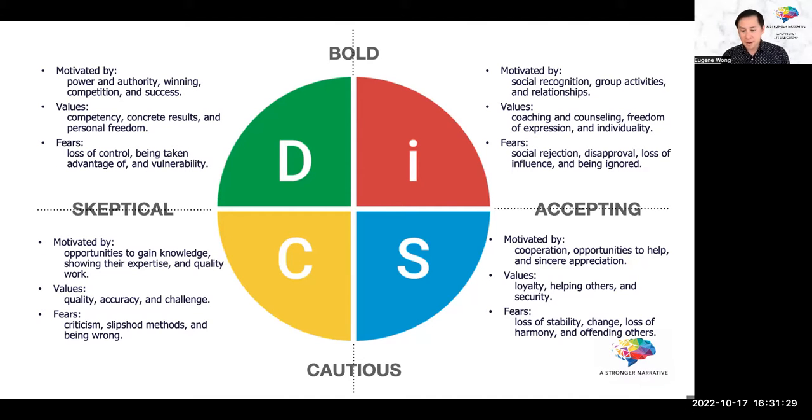People who are steady tend to be very much about cooperation, working with other people, helping other people, showing their appreciation really sincerely to others. And so all of these loyalty-based things. But if there is a loss of stability or if there is change that's unexpected, they really don't like it. And if there is conflict, they often don't like it, and they will back down rather than offend others or cause conflict.